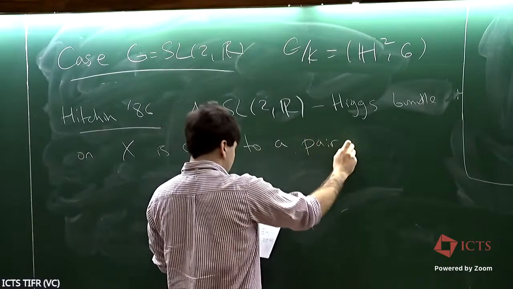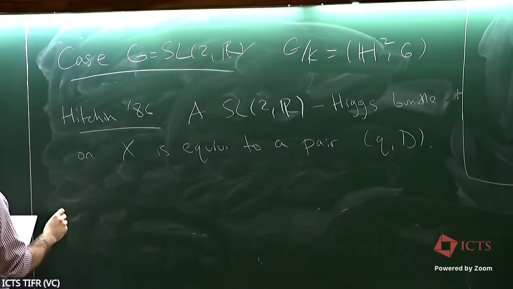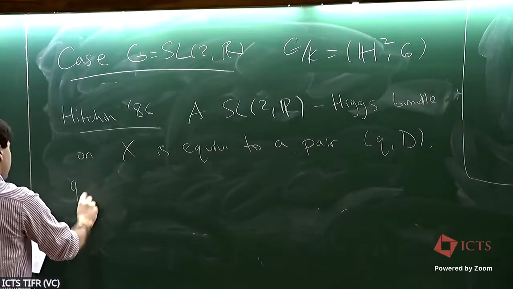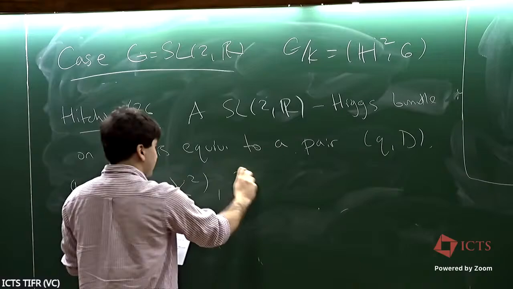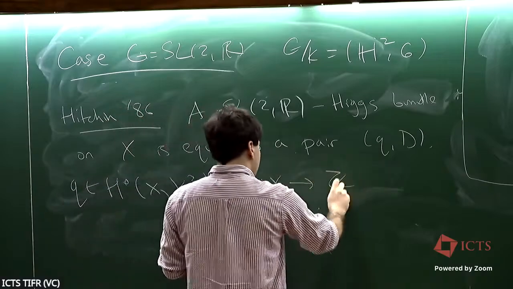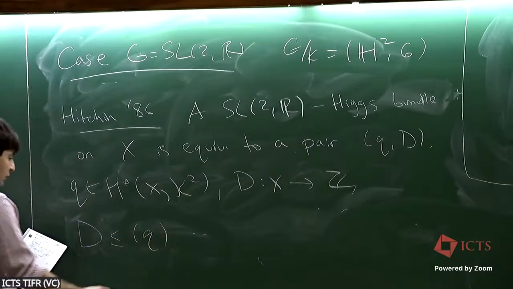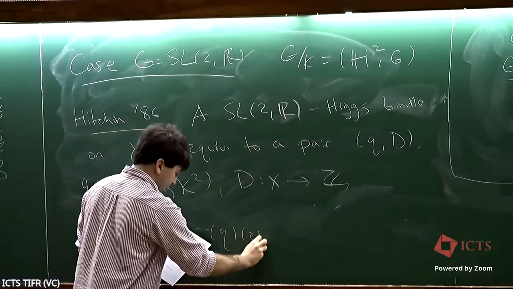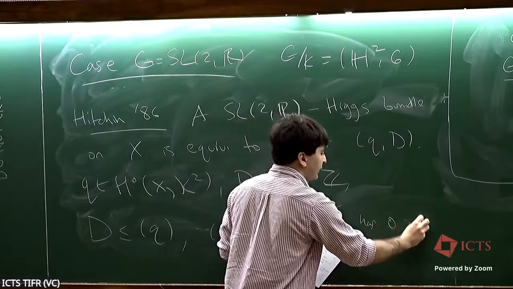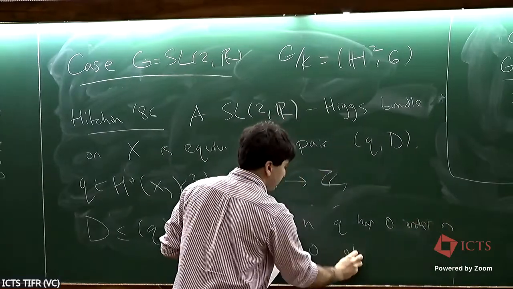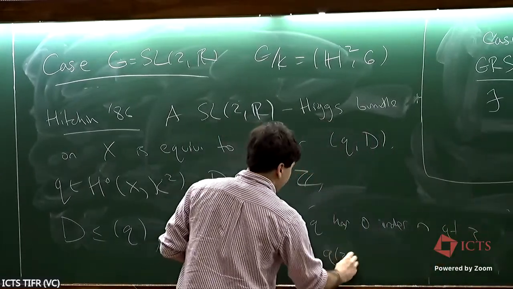to a pair (Q, D), where Q is a holomorphic quadratic differential and D is a divisor that's dominated by the divisor of the quadratic differential. So here, D(z) just spits out n if Q has a zero of order n at z, and 0 if Q(z) is not equal to 0.